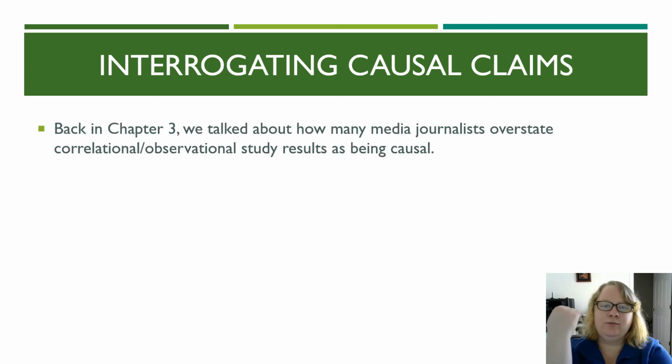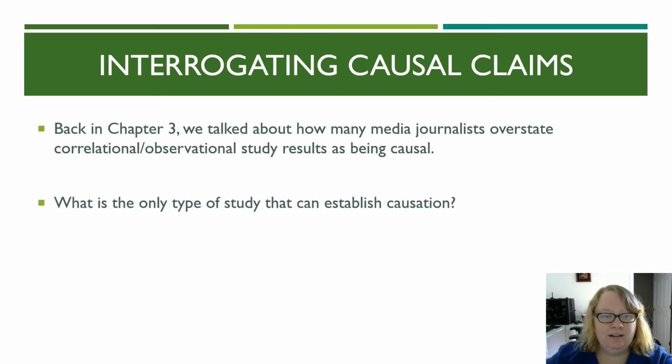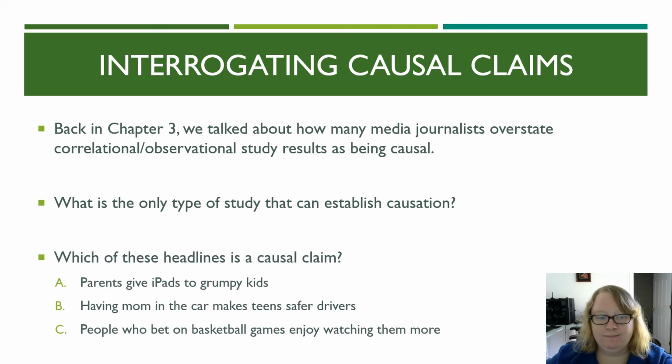All right, now back in chapter 3, we talked about how many media journalists overstate correlational observational study results as being causal. It's a big problem. We talked about that a little earlier in these slides as well. What is the only type of study that can establish causation? It's an experimental design, right? That is the only thing that can establish causation. Correlational and observational designs cannot do that. We'll talk more about those in the next couple of weeks because they don't manipulate a variable. They don't have an IV and a DV. And so they can't account for things like temporal precedence. So experiments are the only type of study that can establish causation.